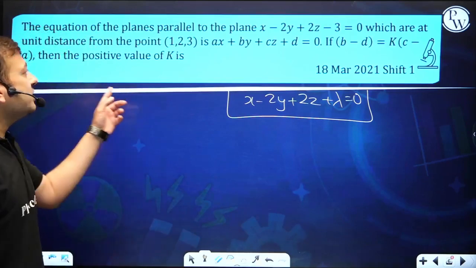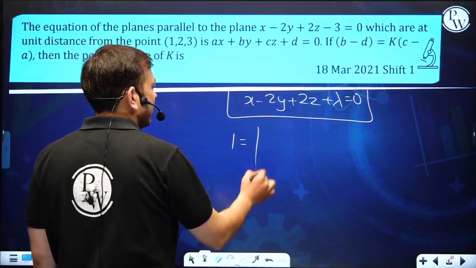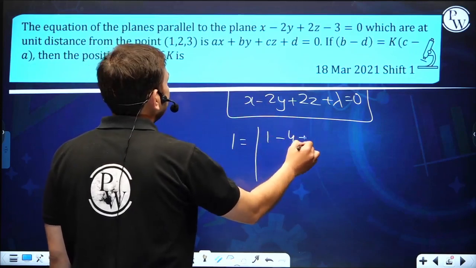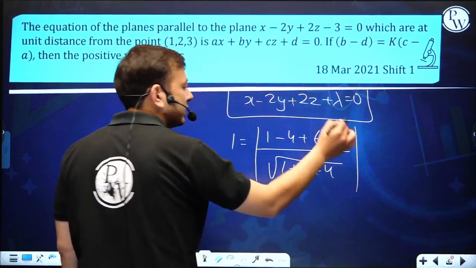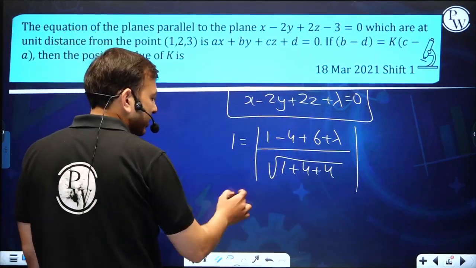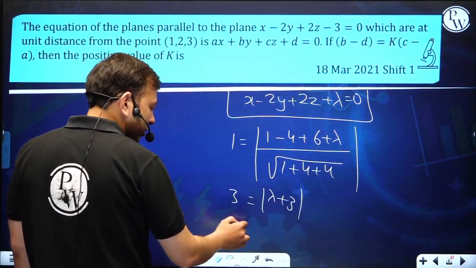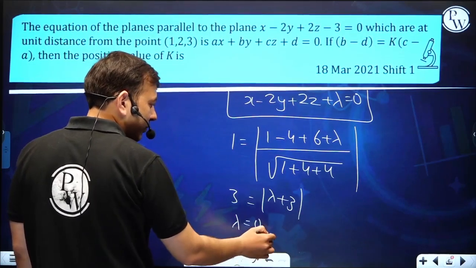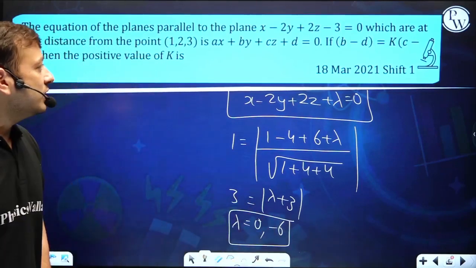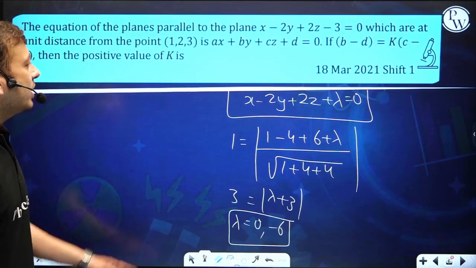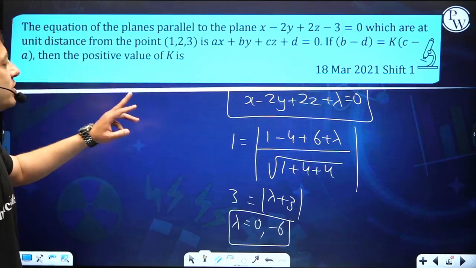Now, which are at unit distance from the point? This plane is at unit distance. We know the distance formula. So 1 equals, putting 1, 2, 3: 1, 2 twos are 4, 2 threes are 6, plus lambda, divided by the square root of 1 plus 4 plus 4, that is 3. So 3 equals mod of (7 minus 4 plus lambda)... so lambda can be 0 or lambda can be minus 6. Which are at unit distance from the plane, if B minus D equals K times (C minus A).